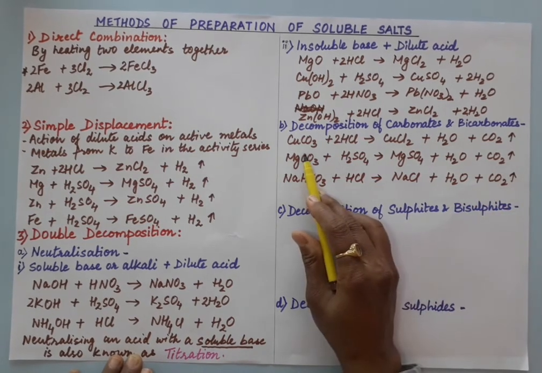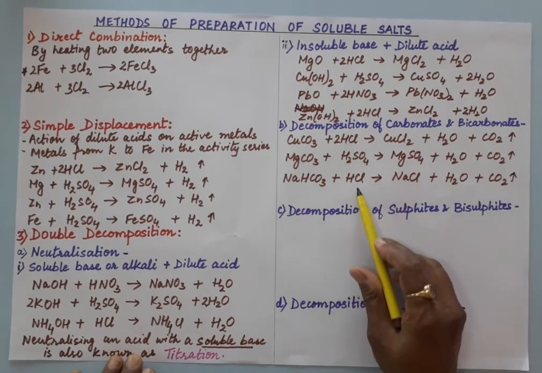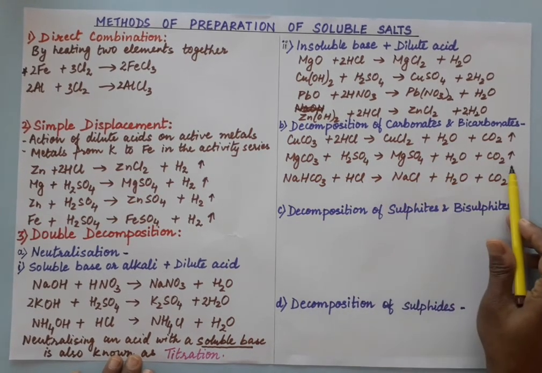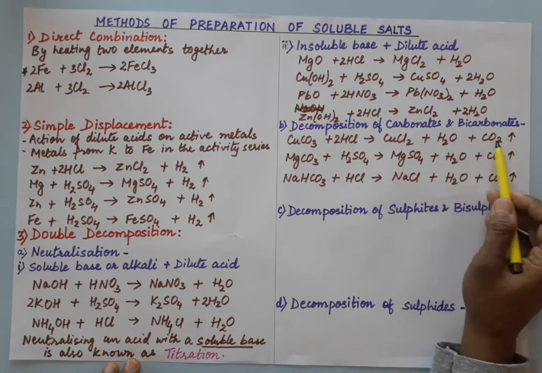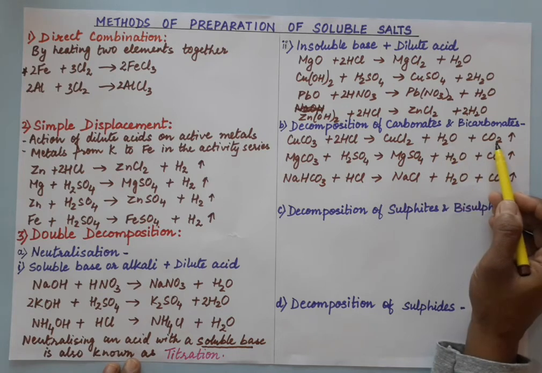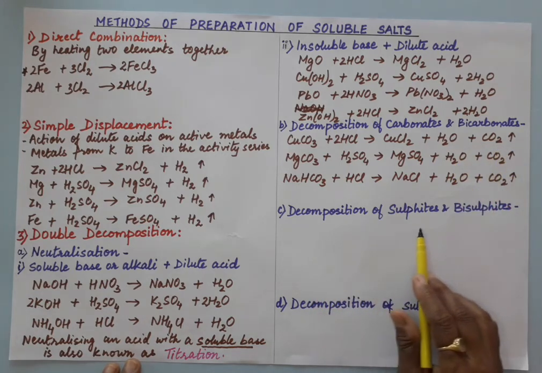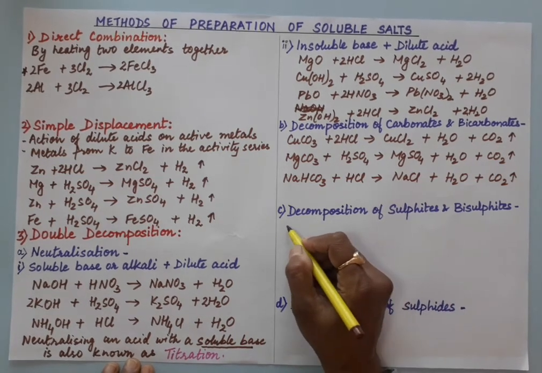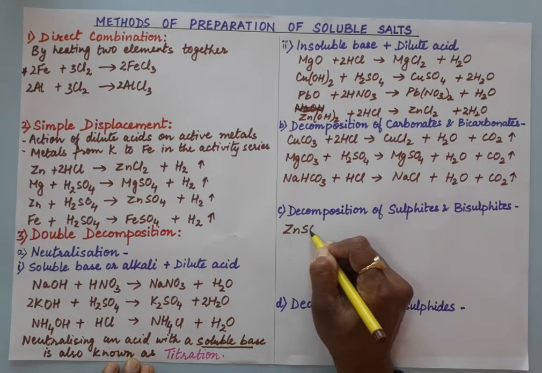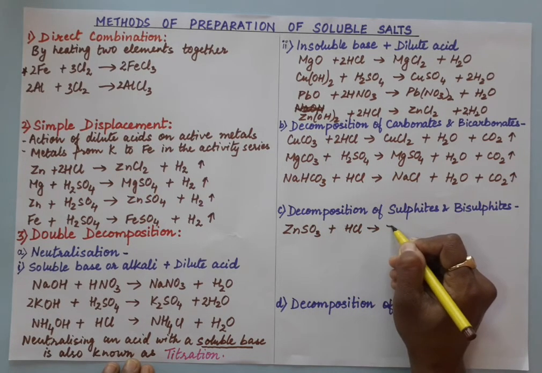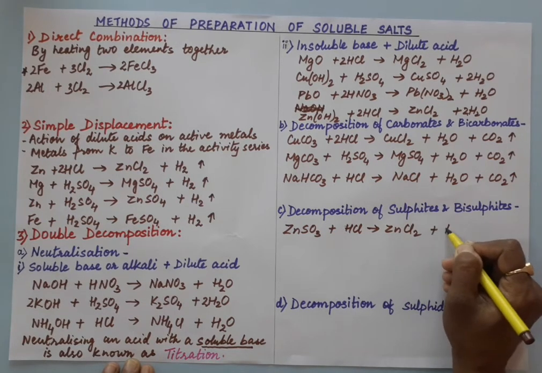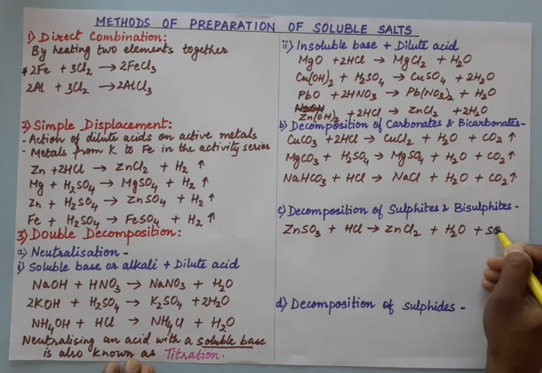So any metal carbonate or bicarbonate can be decomposed by using acid, giving salt plus water plus carbon dioxide. This comes under double decomposition only, because this is actually carbonic acid, H2CO3, and this will further break down into water and carbon dioxide gas. Next is decomposition of sulfites and bisulfites. So let us take any metal sulfite plus acid, which gives you the corresponding salt plus water plus sulfur dioxide.